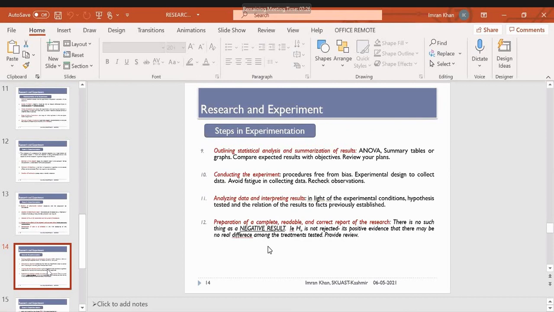So that's what we say, that there is no such thing as negative result. Whatever the results are, results. Whether it's in your favor or not, you just have to defend your results. Why so?